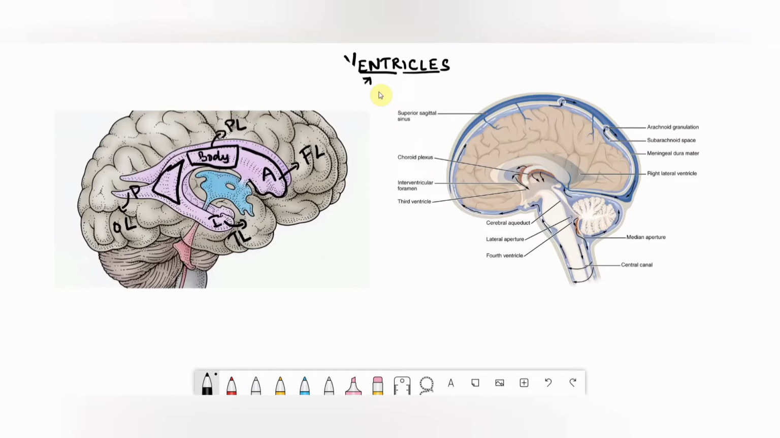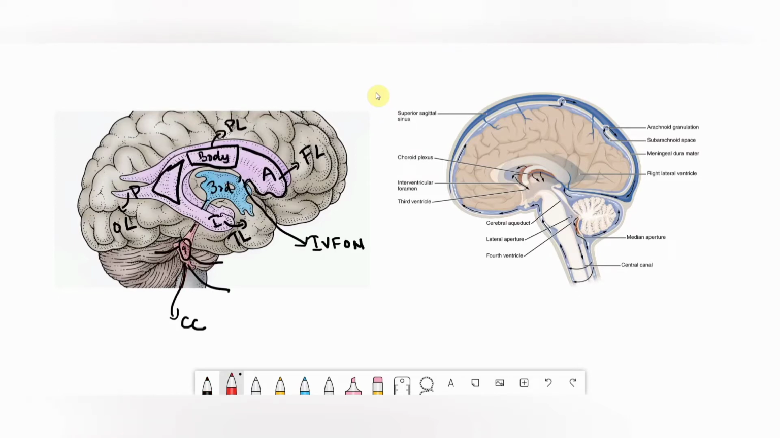Now, let us look at the formation and the drainage of the cerebrospinal fluid.